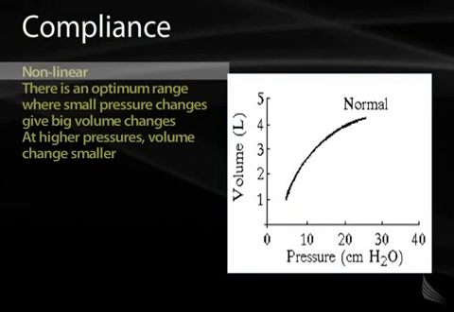The compliance curve is nonlinear. It's an important point. As we go to higher and higher lung volumes, it takes greater and greater pressures to increase the volume. So for example, the lung is very compliant at low lung volumes, but when we get up to high lung volumes, when we take a deep breath, it becomes harder to get more air in.